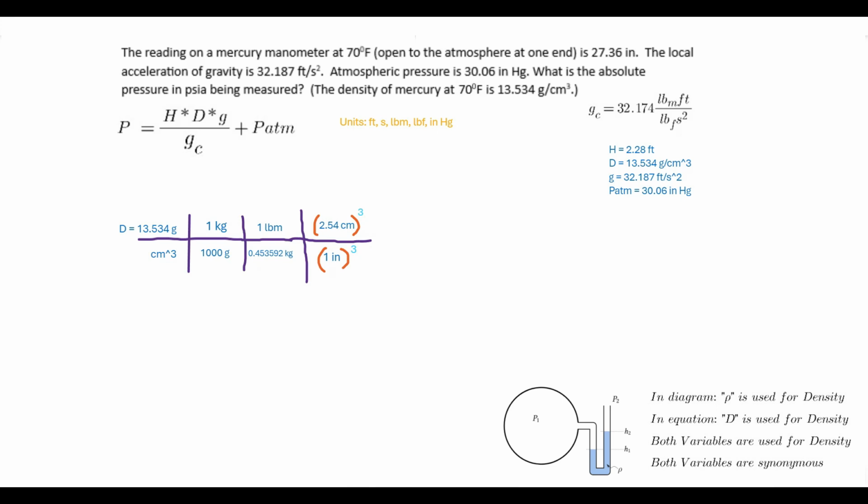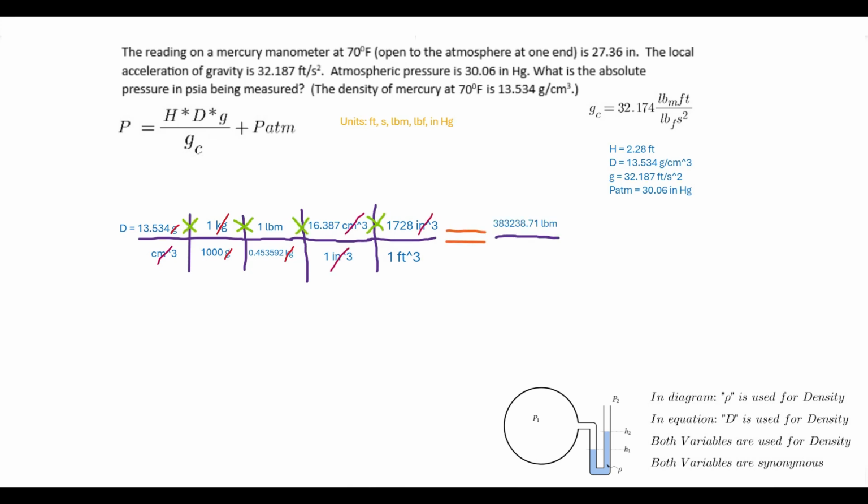Cube both of these values, which yields 16.387 centimeters cubed equals 1 inch cubed. 12 inches equals 1 foot. Cube these values as well. This yields 1728 inches cubed equals 1 foot cubed. Cancel out units that are the same. Multiply the top values together, which equals 383,238.71 pound mass. Likewise multiply the bottom values together, which equals 453.59 feet cubed.